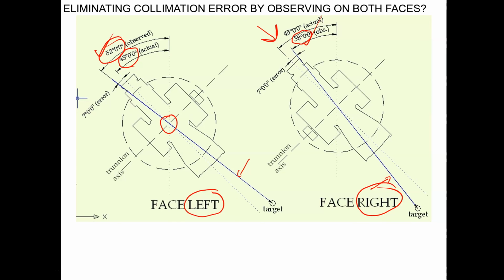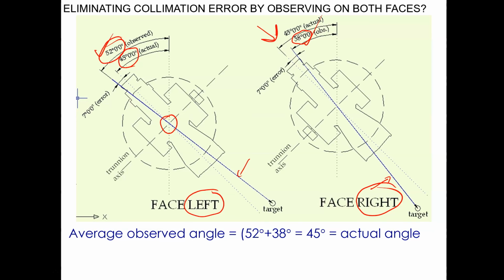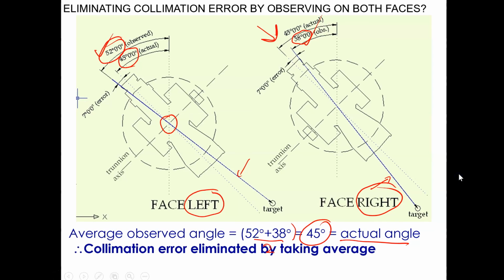So if you take the mean of those two numbers, 52 plus 38 divided by 2 actually, you get 45 degrees, which is the actual angle that we want. So in other words, by observing face left and face right, we are able to eliminate collimation error. That's why it's imperative for you to stick to this procedure. All angles should be measured in both faces. There's no excuse when it comes to measuring angles.